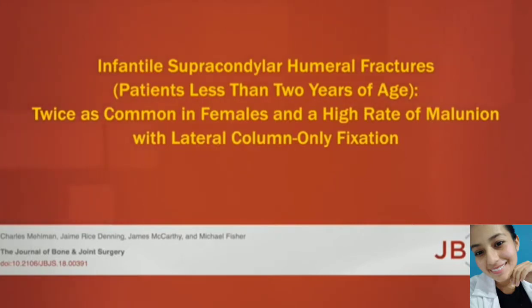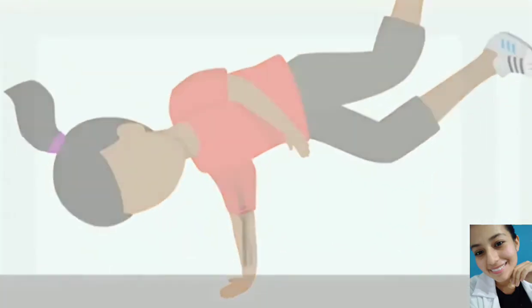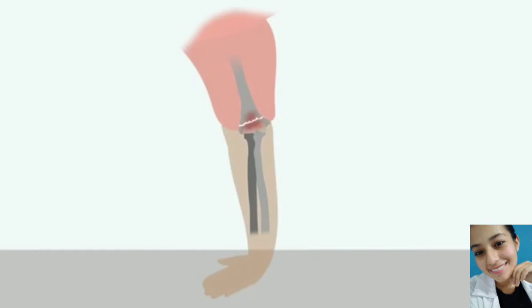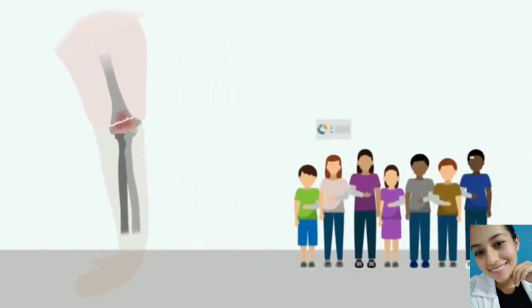This is an audio-visual representation of a study published in the Journal of Bone and Joint Surgery in 2019. The most common elbow fracture seen in children is the supracondylar region of the humerus, which is thin, weak, and vulnerable to such injuries. The majority of these result from a fall onto an outstretched hand. Most of what is known about these fractures comes from data collected from older children and teens.